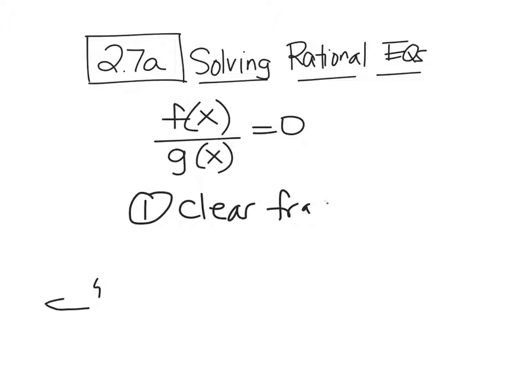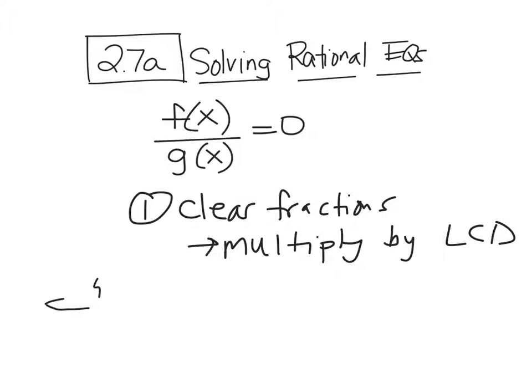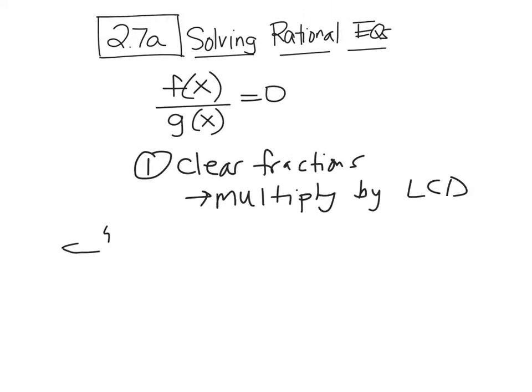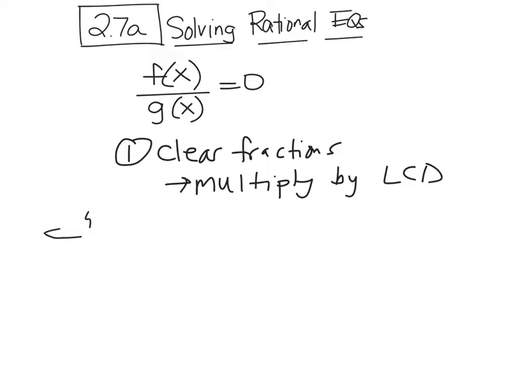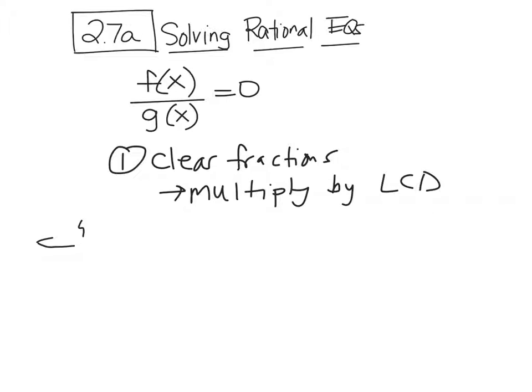And the way that you clear these fractions is you take the equation and multiply by the LCD, the least common denominator, to clear out all those fractions so you don't have fractions to deal with. Now, when you do that, sometimes you're multiplying the entire equation by a variable. And when you multiply an equation by a variable, you can get answers that don't work.